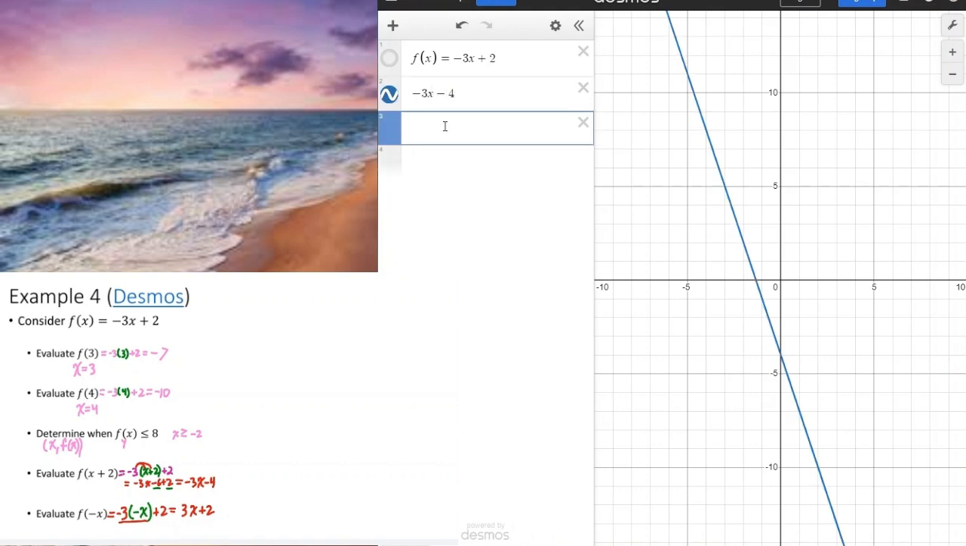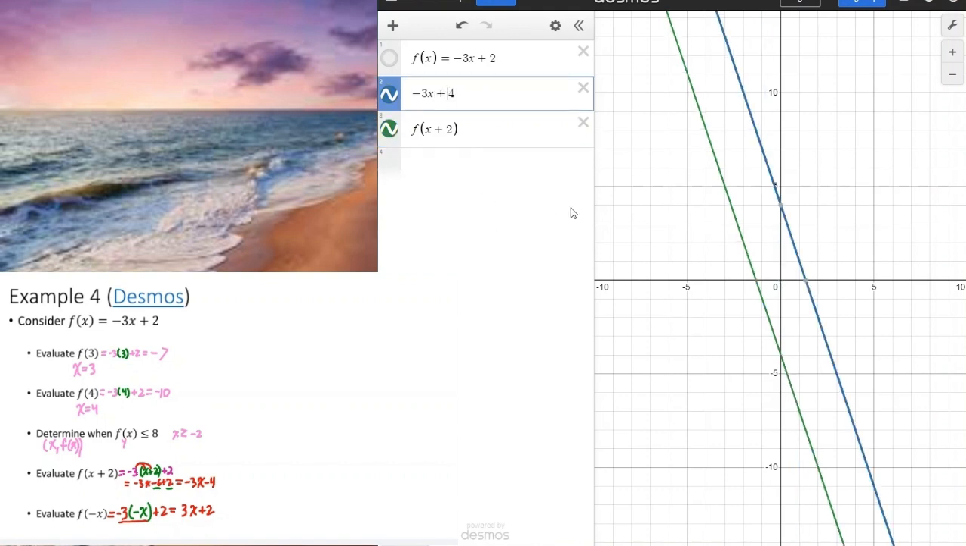In the next row, in row 3, we're going to enter f(x + 2) with the function notation. Notice how the blue and the green lines are overlapping. That tells me f(x + 2) and -3x - 4 have the same graph. They are the same exact value. So we simplified correctly. If I type in, say, -3x + 4, they're two different graphs. Those are two different expressions. They wouldn't be the same.